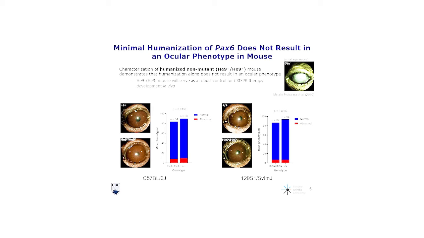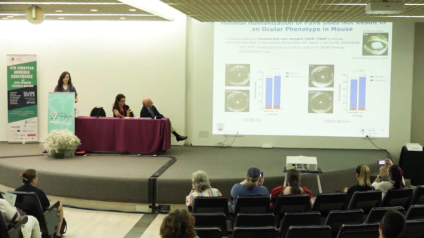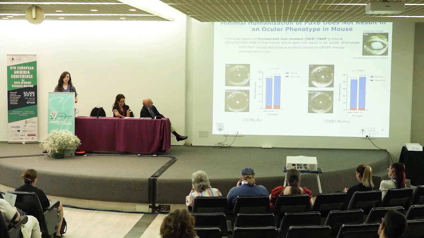So we would expect to see cloudiness as well as vascularization of the cornea, and an eye that's smaller in size as well. And so here are some slit lamp images of a wild-type mouse as well as our He9 mouse bred on a B6 background, and we don't observe any ocular features that differ between these two images. I then went on to visually inspect 84 He9 mice as well as 90 wild-type mice and did not find a statistically significant difference between the observed phenotypes. This work was then repeated on a He9 mouse bred on a 129 background, and we found the same results. So this demonstrates that the minimal humanization event does not result in an ocular phenotype in mouse.